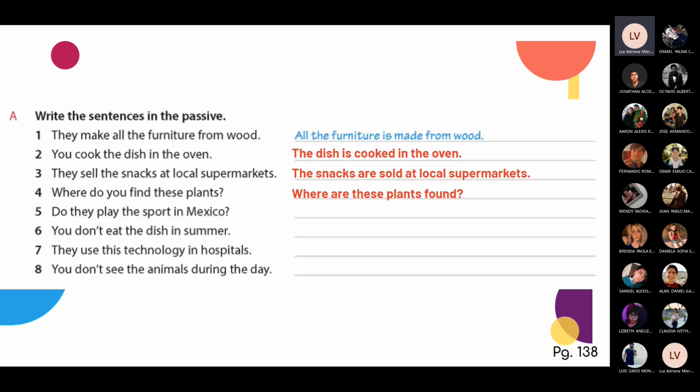Go ahead, Jonathan. Is the sport played in Mexico? Perfect. Yes. Even though it's asked with do they, remember that for do or does, when it's in affirmative form, it changes a little bit and is based on the structure with the verb to be, right? Okay, great job. And then number 6, what about what happens with the negative form? How would you change a negative form in passive voice?